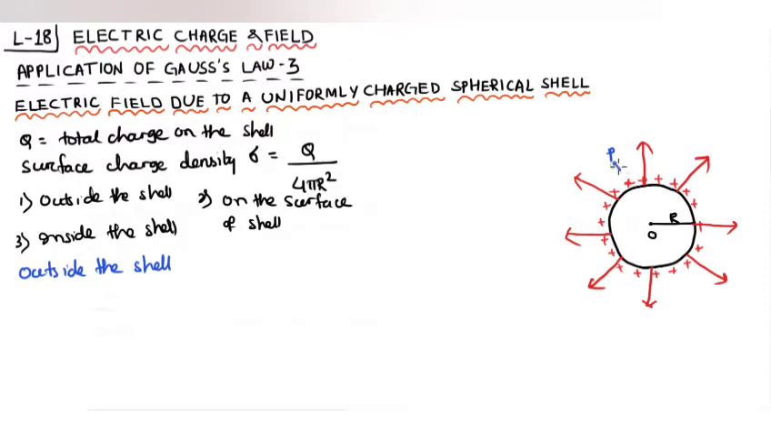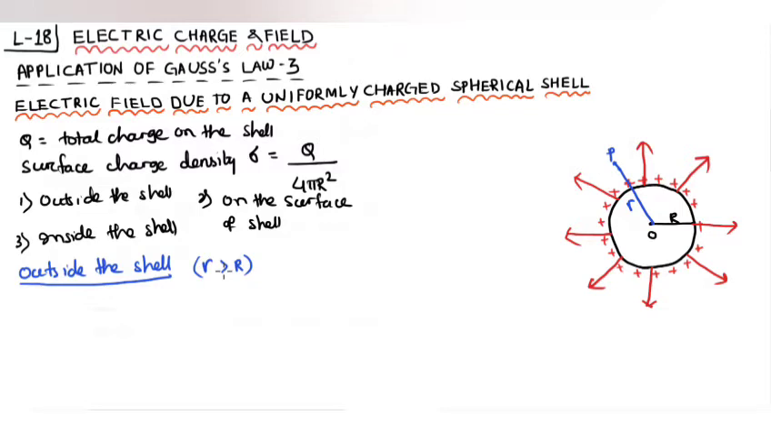So let me join point P with point O. So this distance is small r, and since the point P is lying outside the shell, small r will definitely be greater than capital R, because the point P is lying outside the shell. And I will find the expression for electric field at the point P by using Gauss law.